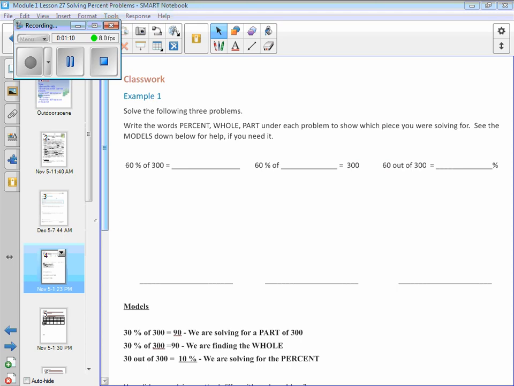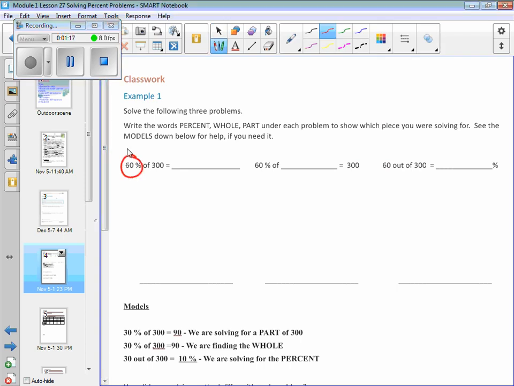Brandon, it's the part. Okay, and another little hint too, if they give you percent in the problem, then it cannot be percent. Then you're really just deciding whether it's the part or the whole. The word part goes down here. We're going to figure out what that 60% is, what that actual number is, but let's just first identify part, whole, or percent with these first three examples.